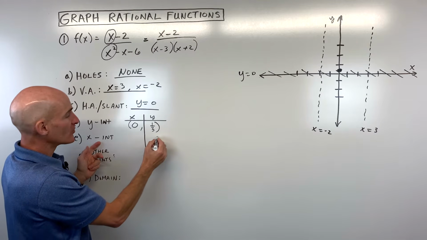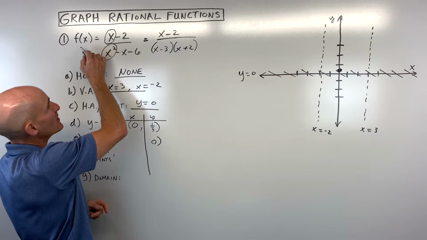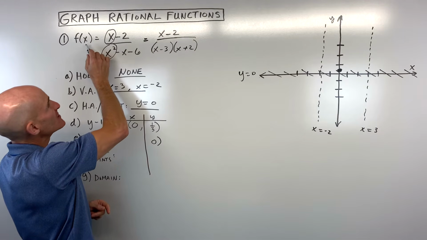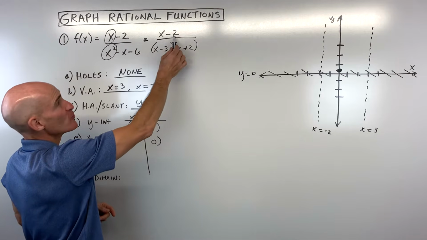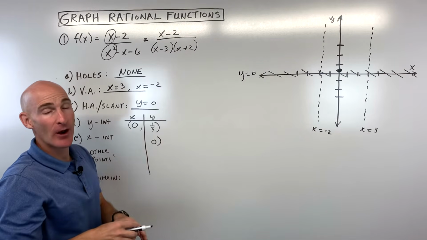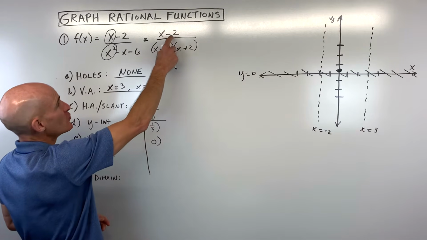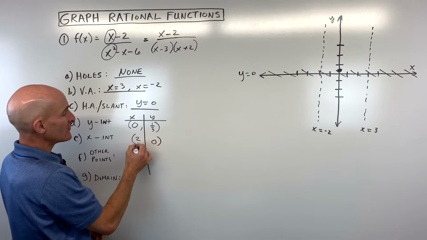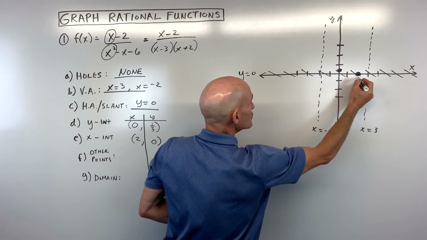We set y equal to 0. And in order for f of x or y to be equal to 0, the only way this is going to be 0 is if the numerator is 0, right? Because if you have a fraction, the numerator is 0 and the denominator is not 0, that whole fraction is going to be equal to 0. So a shortcut is just to set the numerator's factors to 0, and that's going to give you 2. So in this case, we have an x-intercept of 2 right here.